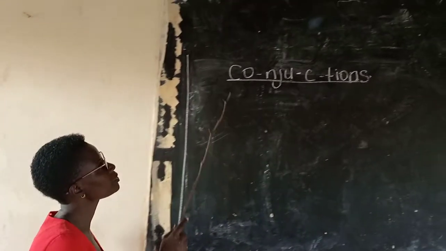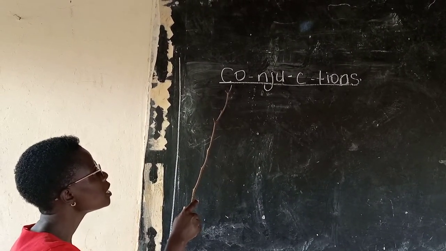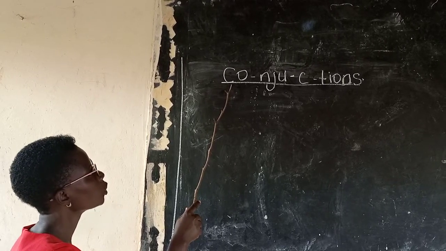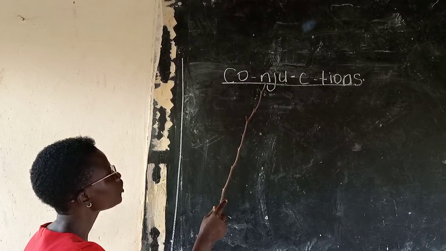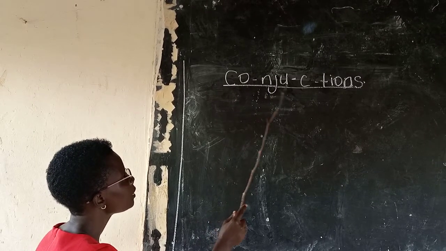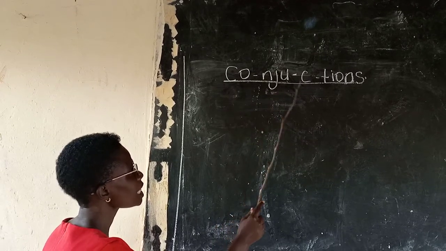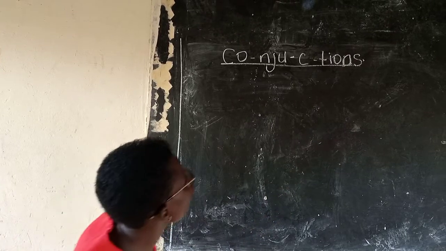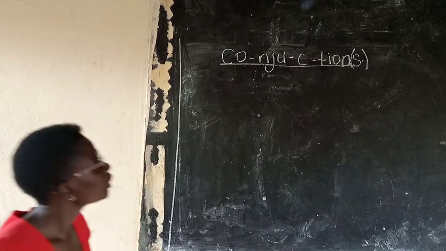You read the sounds. Sound, syllable. Syllable of three letters. Con. Junc. Tion. When it's one, we say conjunction. And when there are many, we say conjunctions.